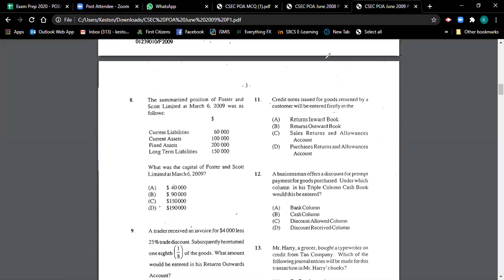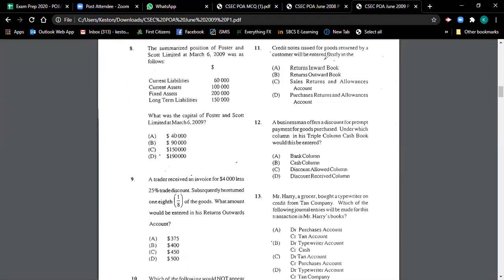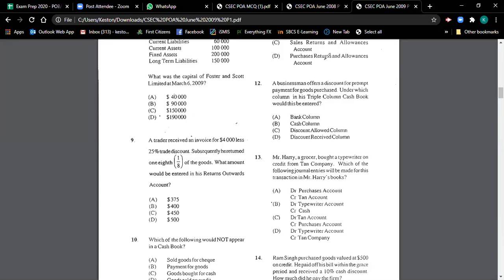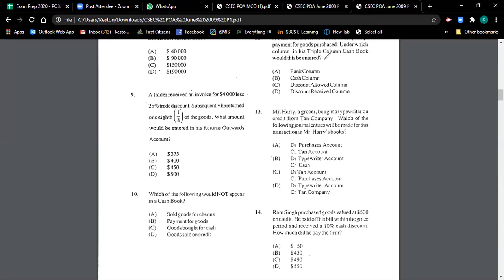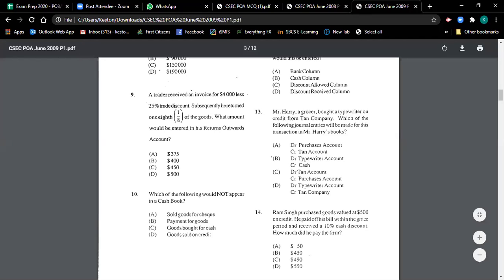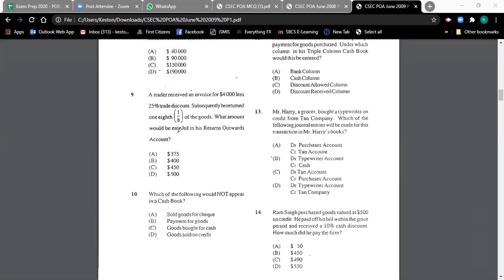9. A trader receives an invoice for $4,000 less 25% trade discount. Subsequently, he returns 1/8 of the goods. What amount would be entered in his returns outwards account? So this as well. 375. Very good. 10. Which of the following would not appear in a cash book? D. Goods sold on credit. Very good. Well done.